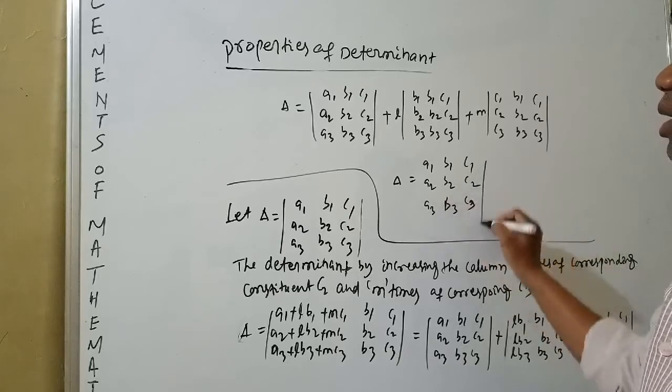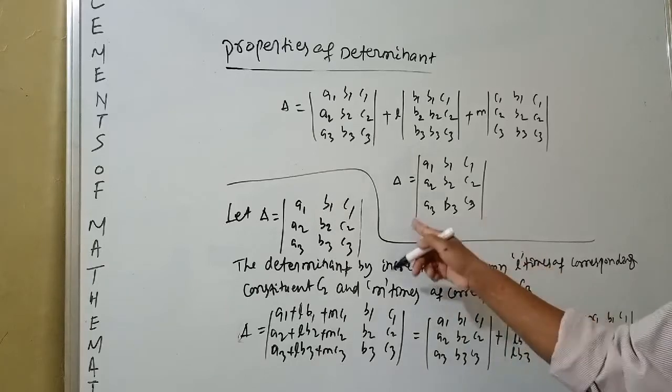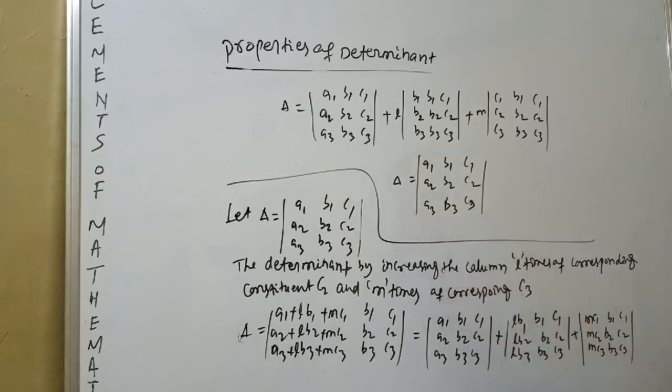That means whether we increase or decrease by any equimultiple of the corresponding constituent, the value of the determinant remains same. This is an important property. This is your property number 6.